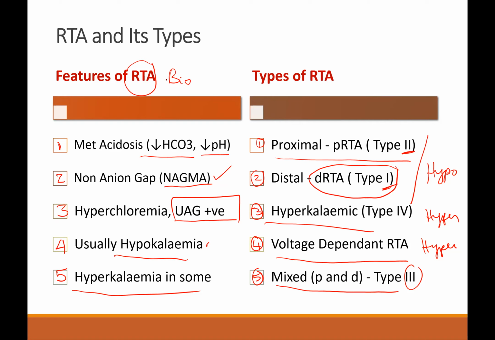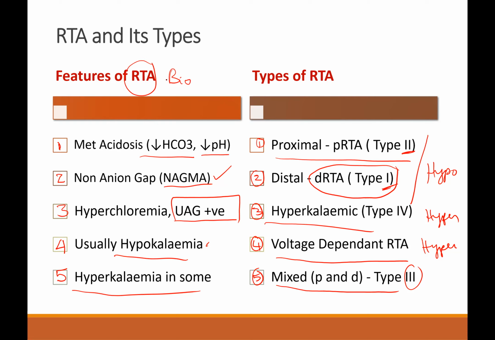In normal urine, most of the bicarbonate is reabsorbed. We don't see much bicarbonate. So urine anion gap is sodium plus potassium minus chloride in the urine, not in the blood. That is a positive number normally, up to 30-35. It is more positive in case of RTA, and it is 0 or negative in case of gut-related NAGMA.